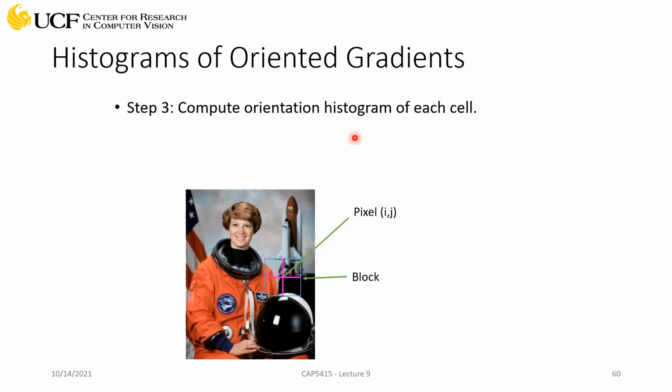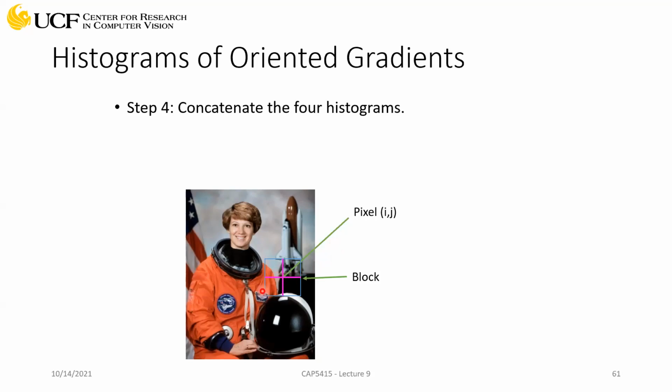And then what we do is we compute the orientation histogram of each cell. All right. So orientation histogram is, you know, a histogram of orientations. Orientations means you will have edges in this particular cell, right? Then you're just computing a histogram for those orientations. And we'll talk about that in detail. All right, so that will be the third step.